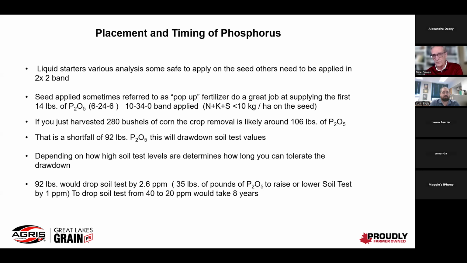It takes a long time to draw down. It takes an even longer time, it seems, to raise things back up. So this kind of speaks to having an annual amount of fertilizer rather than waiting till you need large amounts at the last minute.